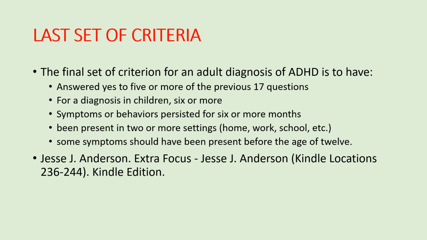The final criteria: answered yes to 5 or more of the previous 17 questions. For a diagnosis in children, 6 or more. Symptoms or behaviors persisted for 6 or more months and have been present in 2 or more settings, such as home, work, school, or other, with some symptoms being present before the age of 12.